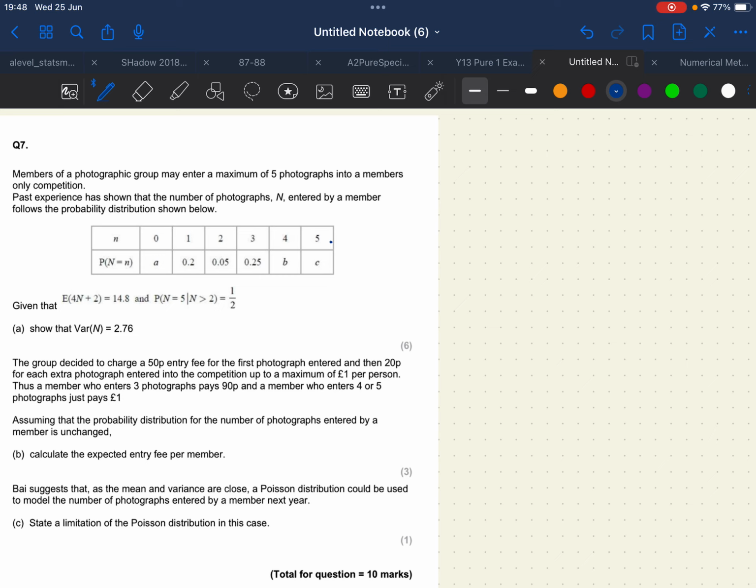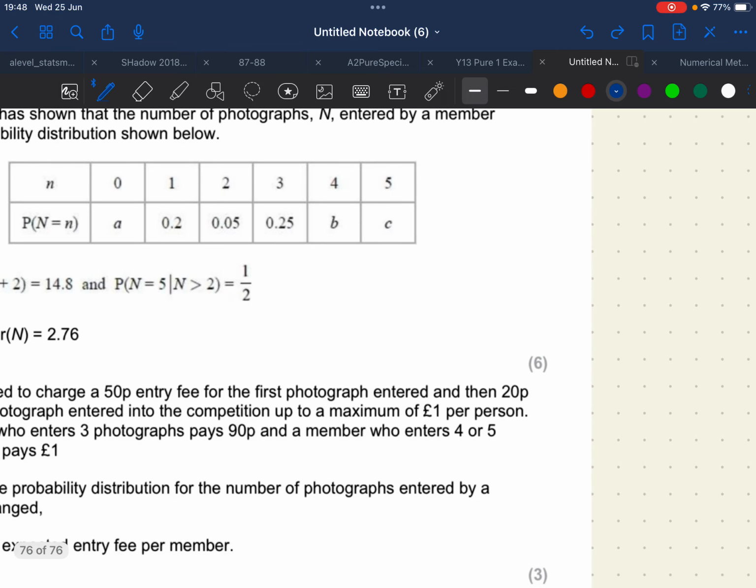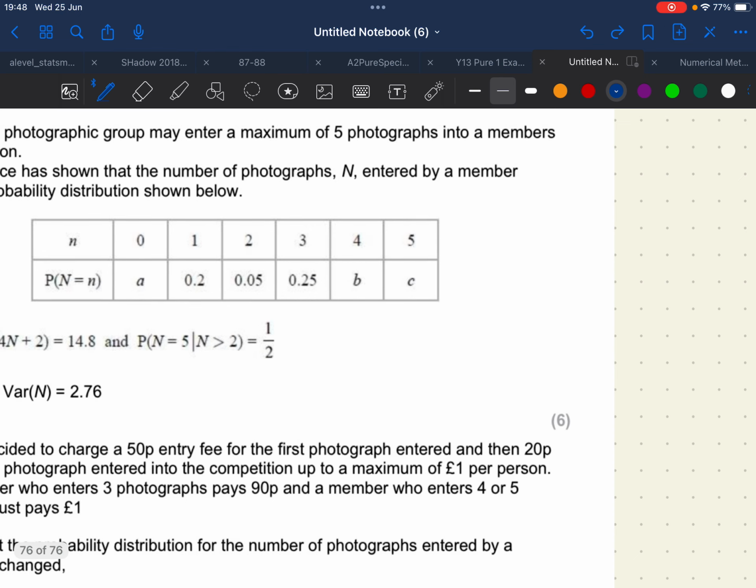We've got all sorts going on here. So let's just start writing down a few things. So first of all, we know that that's 0.25, isn't it? So we know that 0.5 plus A plus B plus C equals 1. So A plus B plus C equals 0.5.